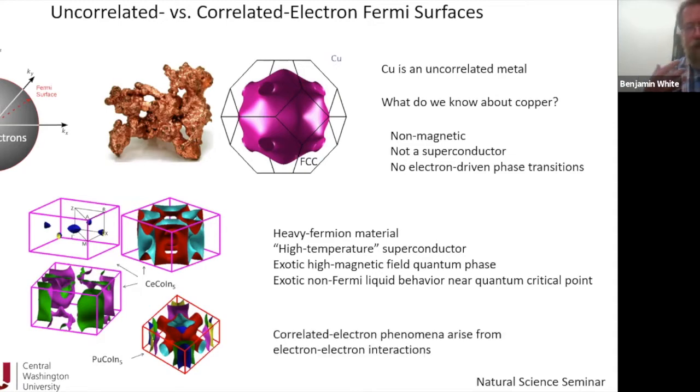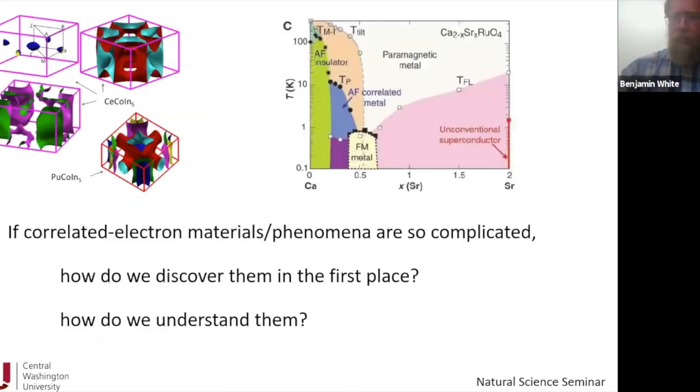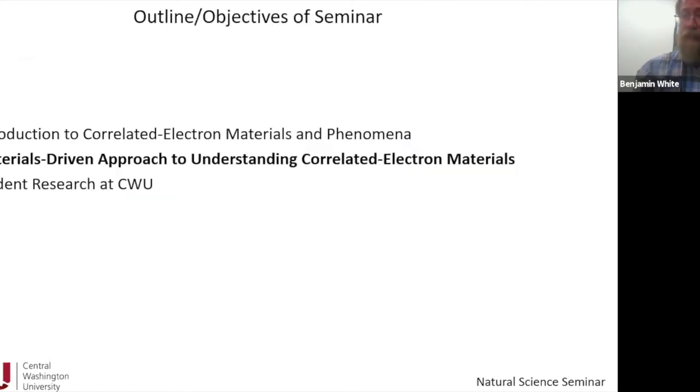Okay, and so these correlated electron phenomena arise from electron-electron interactions that are obviously being revealed in the complexity of the Fermi surfaces here. So if correlated electron materials and the behavior they exhibit are so complicated, we might ask, well, how do we discover these materials in the first place? And once we know about them, how do we understand them? Well, that's the next part of our talk.